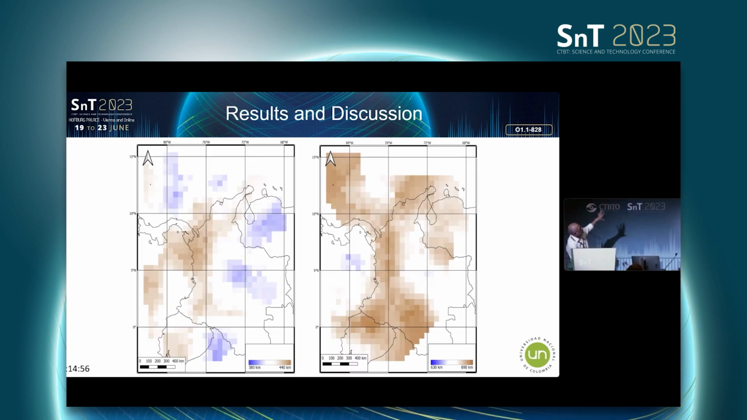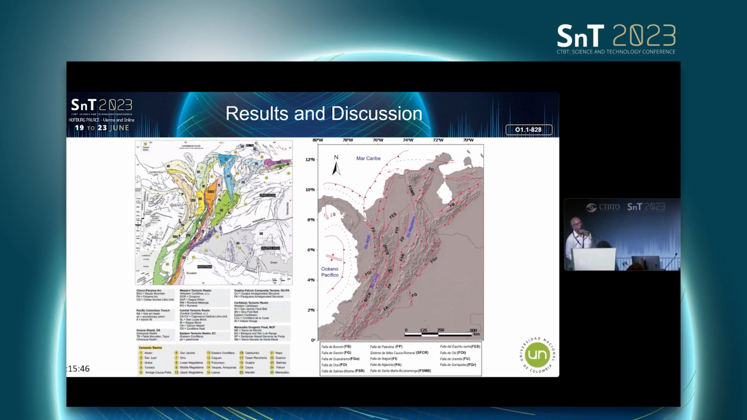The map on the left corresponds to the discontinuity at 410, but you see the range between 380 and 440 kilometers. And the other one is also with a broad range of depths. Several authors have used the estimation of both in order to explain the presence of some anomalies.